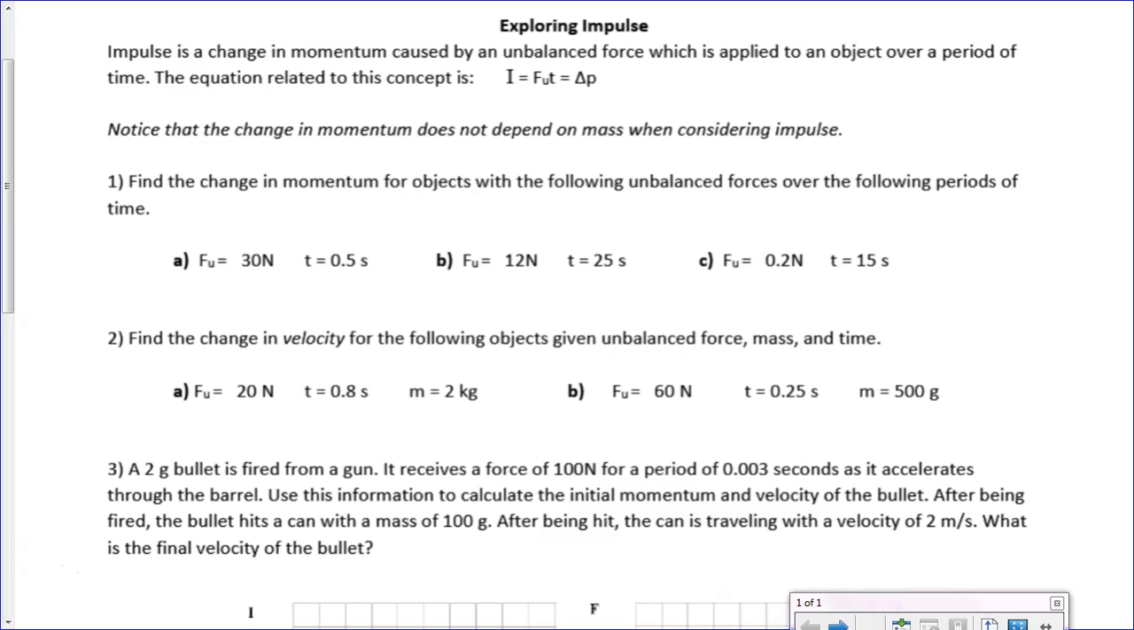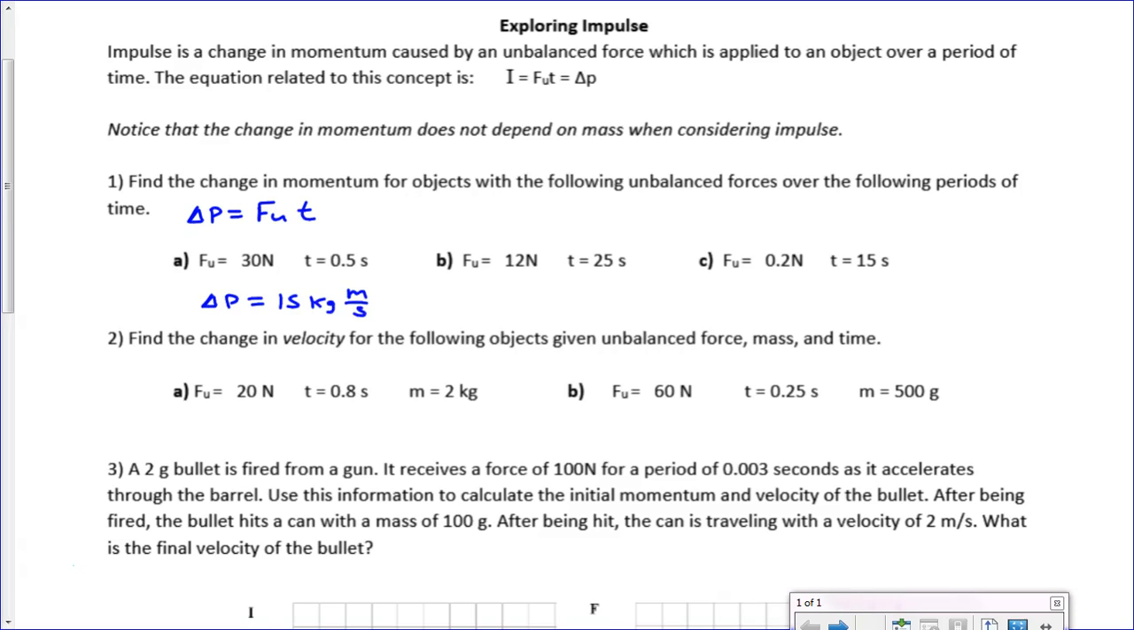All right, we've got the unbalanced force, we've got the time, we're trying to calculate change in momentum. You have to remember that change in momentum then equals unbalanced force times time. All right, and we're just given both of those things. So for A, change in momentum is 30 times 0.5, which is 15 kilogram meters per second.